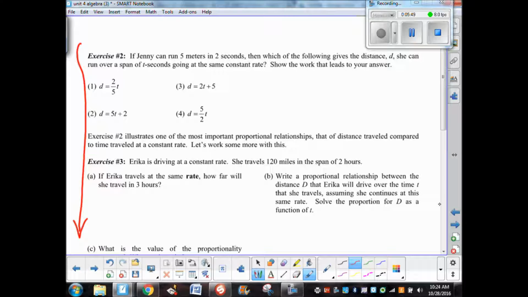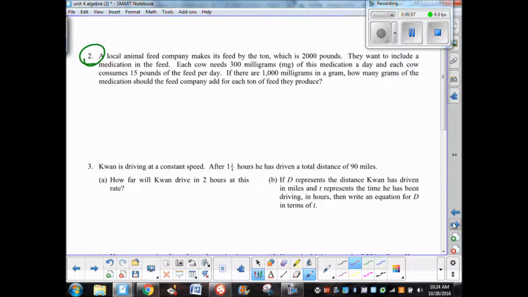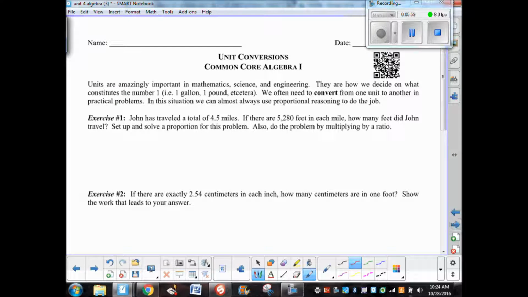All right, so let's hop over to the next lesson. Go ahead, bypass the homework, and let's look at lesson 2, unit conversions. These could be fun or they could be totally painful. It just depends. So we're going to do a few of these, and then I'm going to have you do a couple for class. We're not going to do all of them on here though.